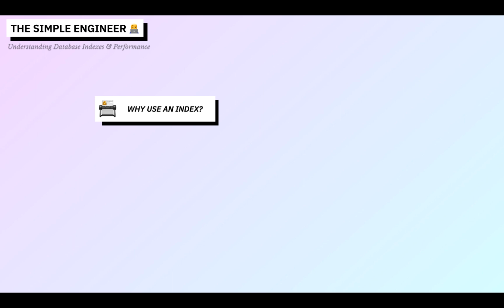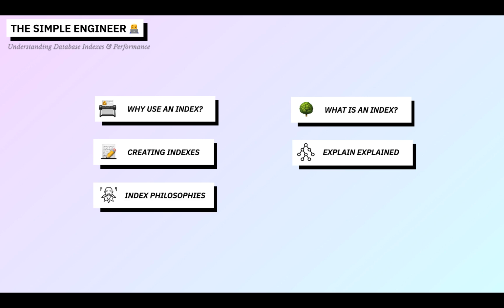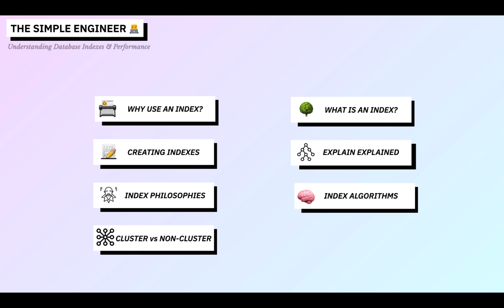In today's video, we're going to talk all about database indexes or database indices and performance. We'll talk about why you want to use an index. We'll cover what an index actually is, talk about how to create indexes. We'll be using PostgreSQL as our RDBMS engine. We'll look at the EXPLAIN and ANALYZE commands and why those are useful. Some philosophies around creating indices, different algorithms for indexes, and finally, clustered versus non-clustered indices. So a lot of information to cover, so let's just dive right into it.